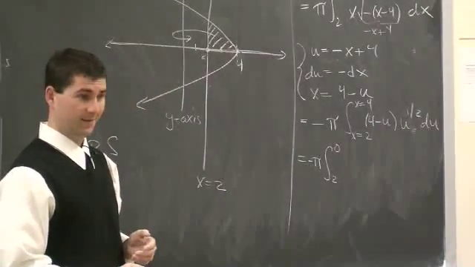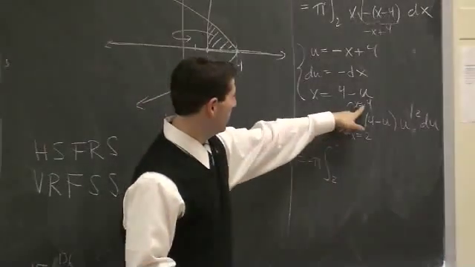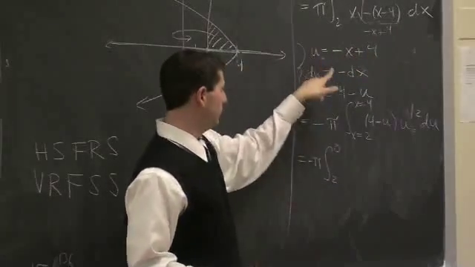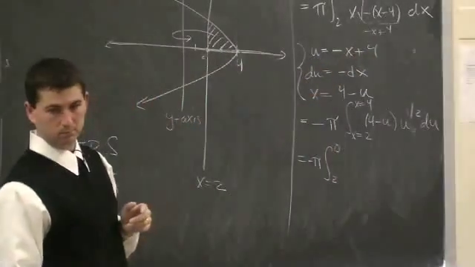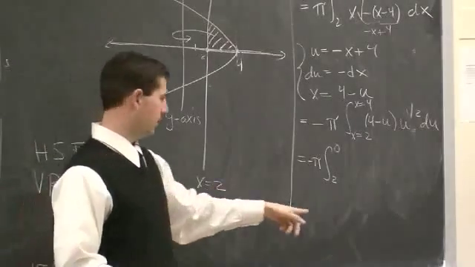Is that okay? Yeah? Right? When I put an x equals 4 into here, I get minus 4 plus 4. So u will be 0. I know it looks a little weird, huh?